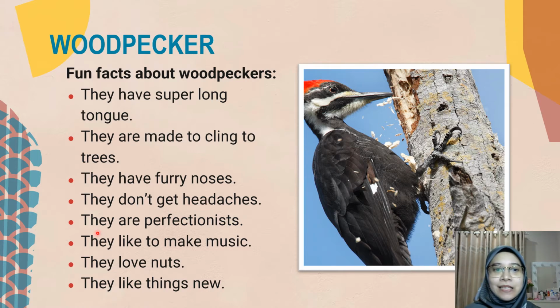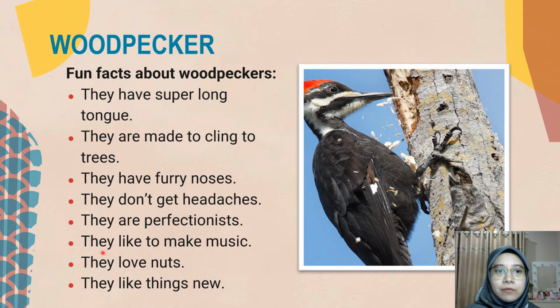Number 5, they are perfectionists. Mereka ni sangat pentingkan kesempurnaan. Because they will peck exactly a circle, a perfect circle. Mereka akan ketuk dan buat satu bulatan yang sangat sempurna. A perfect circle. Mesti bulatan tu cantik terbentuk macam tu.